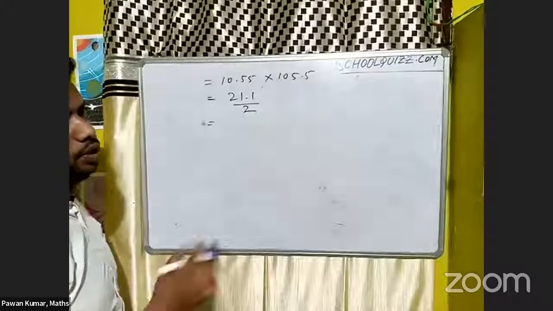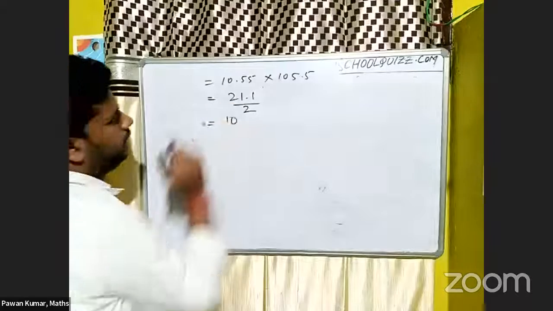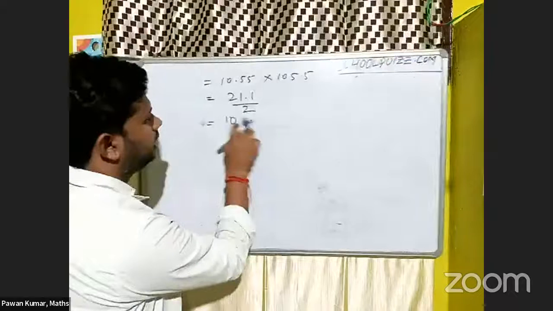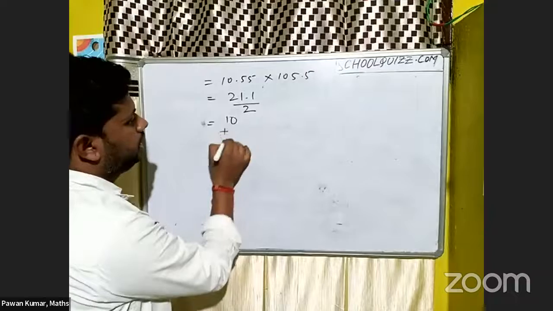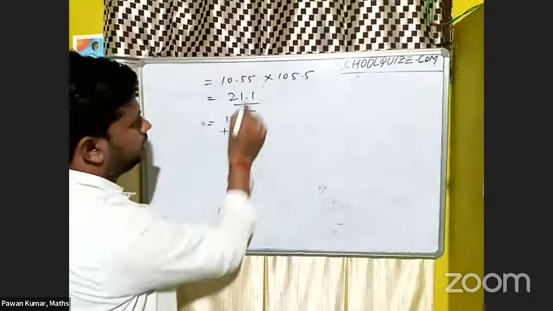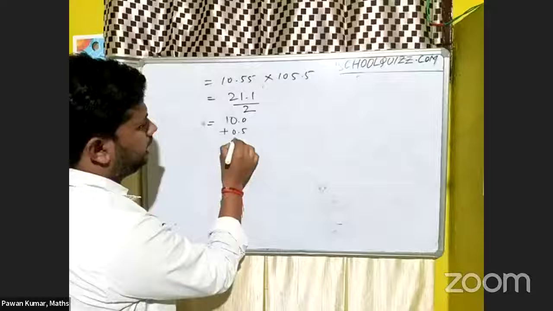Simply, 20 half is how much? 10. One half is how much? 0.5. So what you are doing is successively adding here, 0.5 you are adding for this. How did you get 21.1?